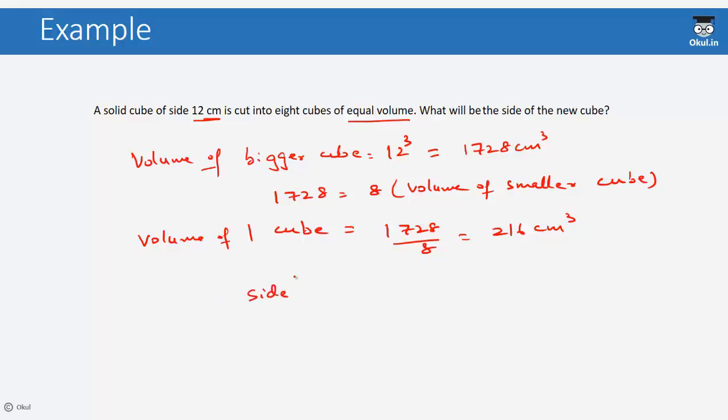Now we can calculate the side of that little cube. So side cube is equal to 216. Therefore the side of that cube will be the cube root of 216, and that is equal to 6 centimeters. So we have the side of the new cube as 6 centimeters.